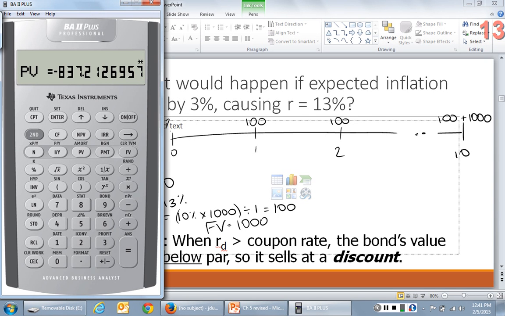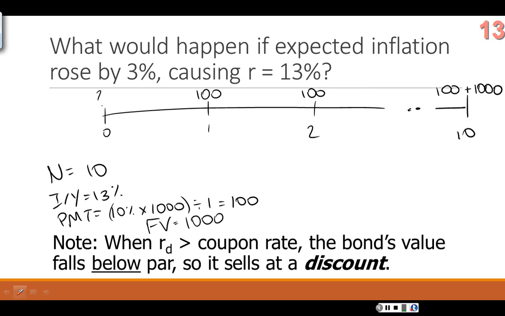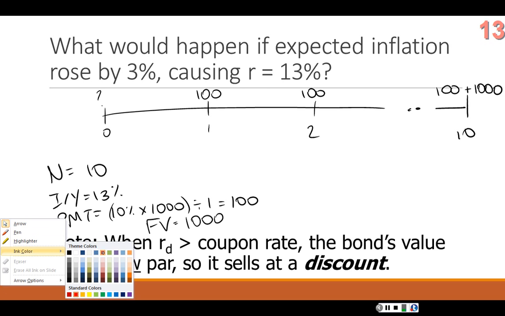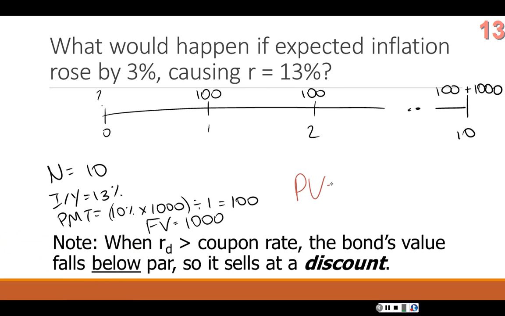So notice now that this change in the required return has caused the present value to equal something other than the face value. So anytime the required return is greater than the coupon rate, the bond will sell below par value. So the cost of the bond will be below the par value. And another way to say this is that it's trading at a discount. This is because you could earn a higher rate of return on alternative investments. So the most you would be willing to pay is $837.21.